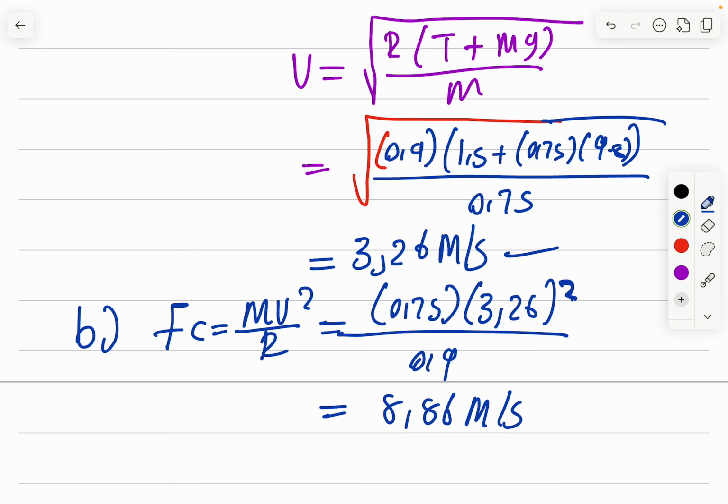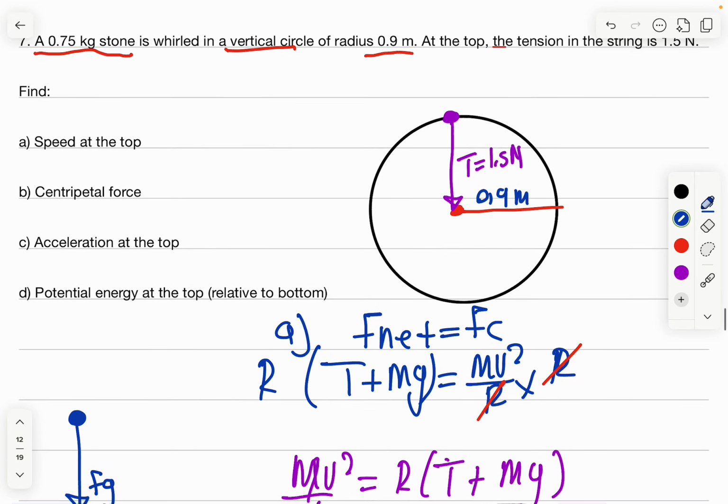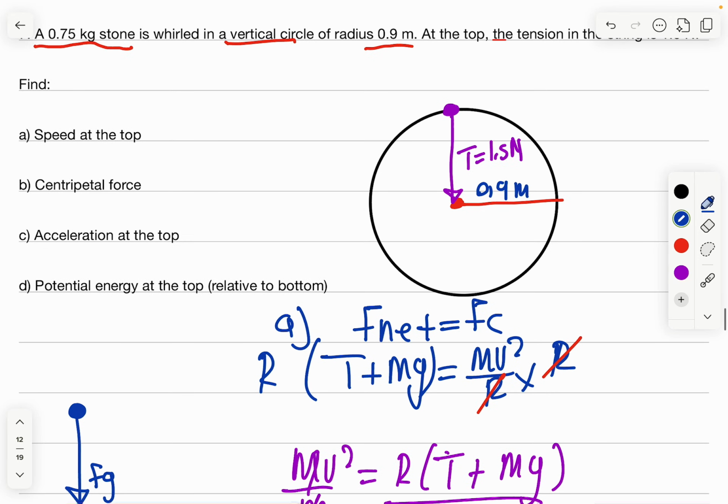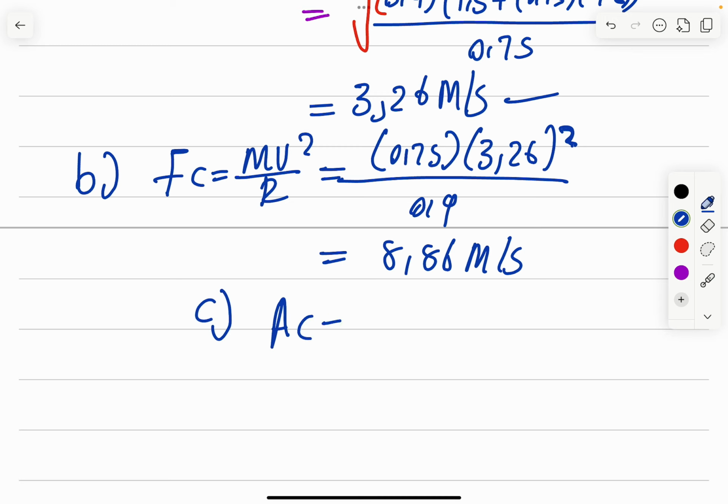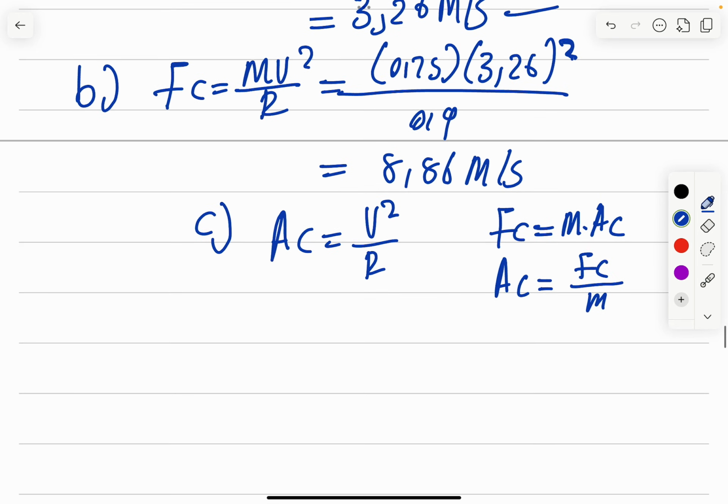8.86 meters per second. And they say C, acceleration at the top, is still the same thing as the velocity at the top. You know the velocity at the top is the same. So centripetal acceleration equals v squared divided by the radius. Or you can say centripetal force equals mass times centripetal acceleration. Therefore, centripetal acceleration is centripetal force divided by the mass. So this side is going to be the velocity, 8.86, all squared divided by the radius of 0.9.